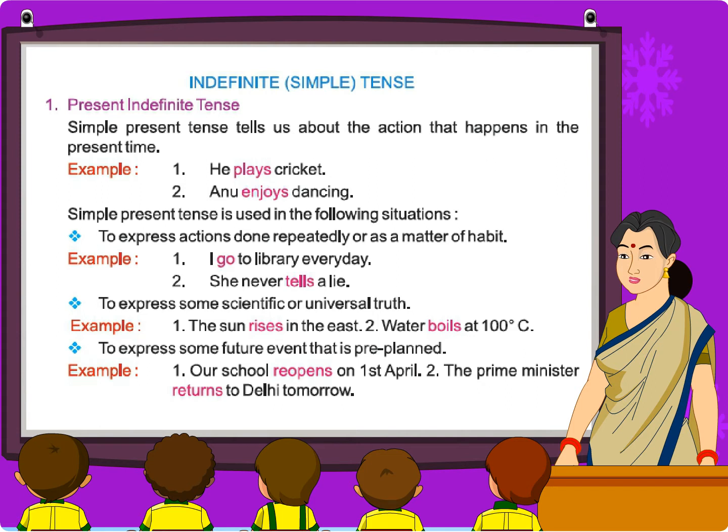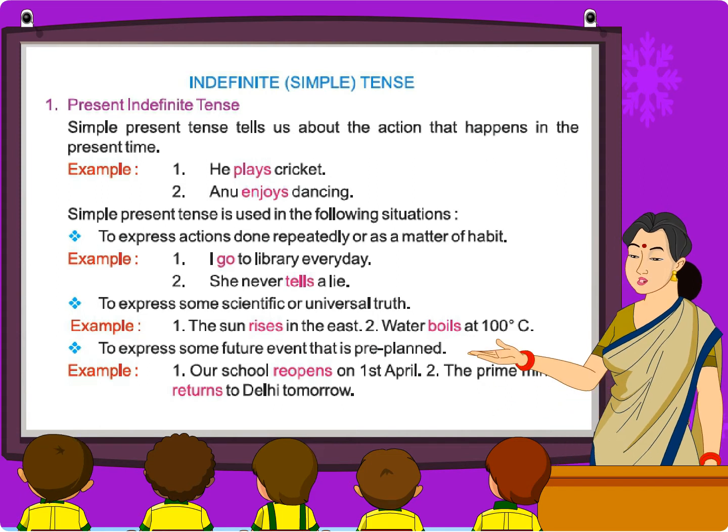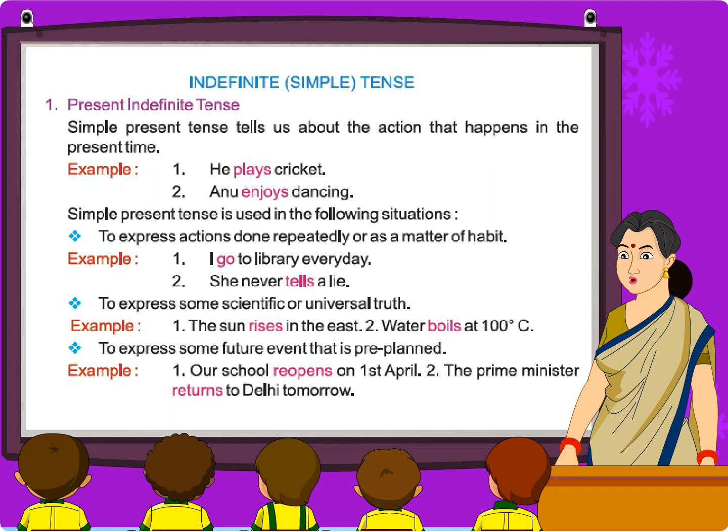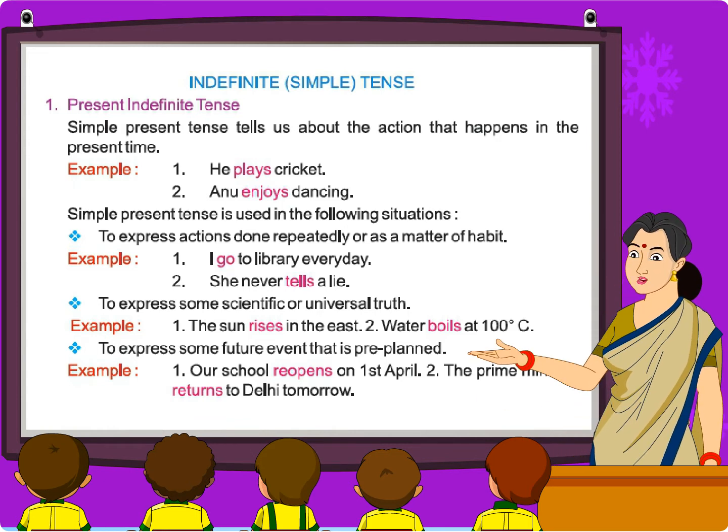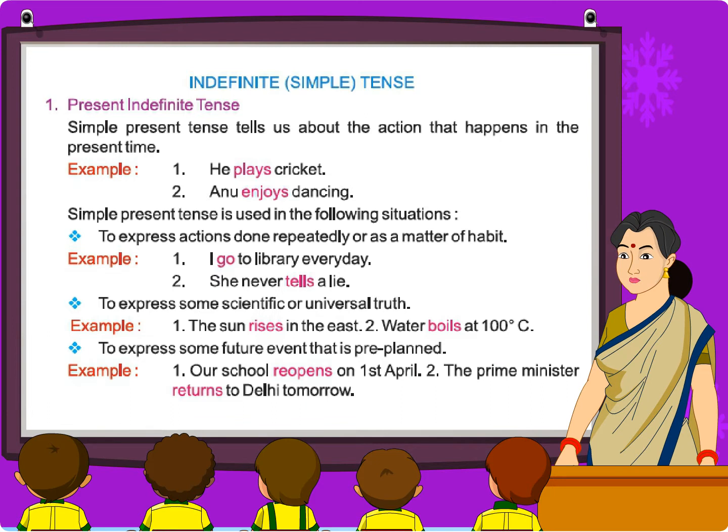To express some future event that is pre-planned. Example, our school reopens on 1st April. The Prime Minister returns to Delhi tomorrow.